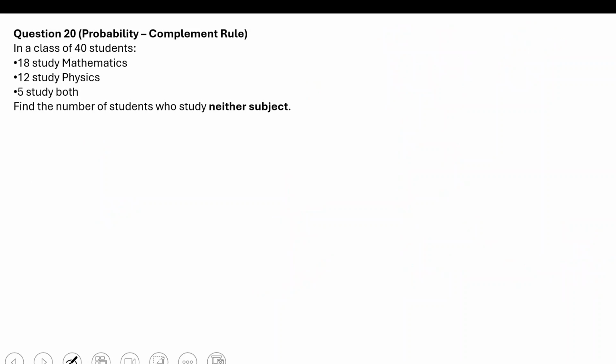So number 20. This one is the complementary rule. It said in a class of 40 students, 18 study maths, 20 study physics, 5 study both. Find the number of students who study neither subject. This has to do with applying the skill of sets and Venn diagram. So I can just draw the Venn diagram here.